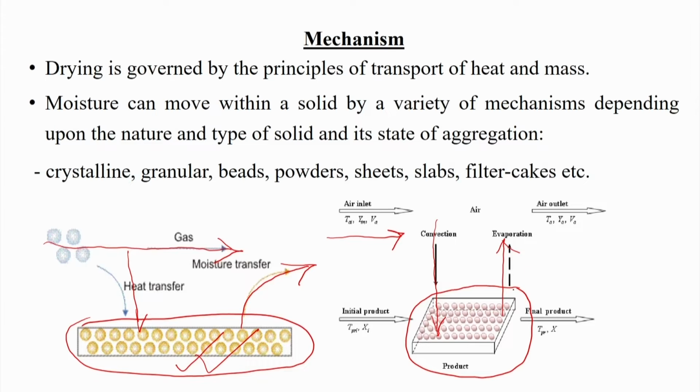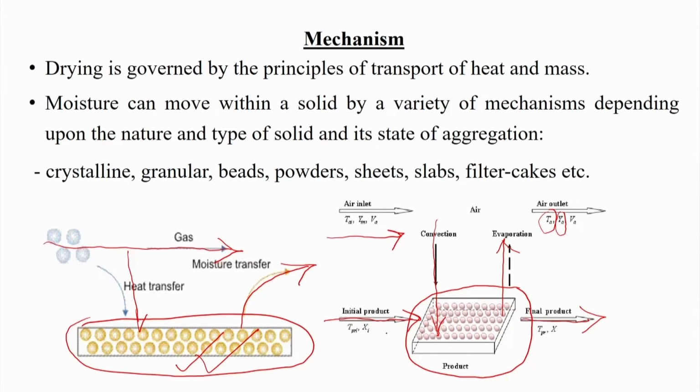And then we say that due to this evaporation, the humidity of the air will increase, suppose from YAI to YAO, and the temperature will decrease, definitely from TAI to TAO. We say the air velocity is assumed constant, because the air is devoid of water vapor. So the initial product is entering, and then the final product is exiting.